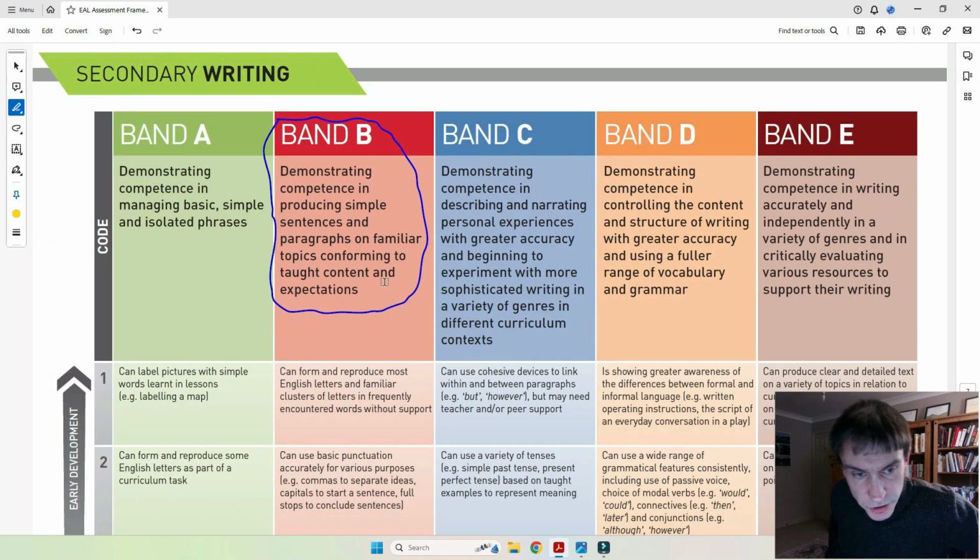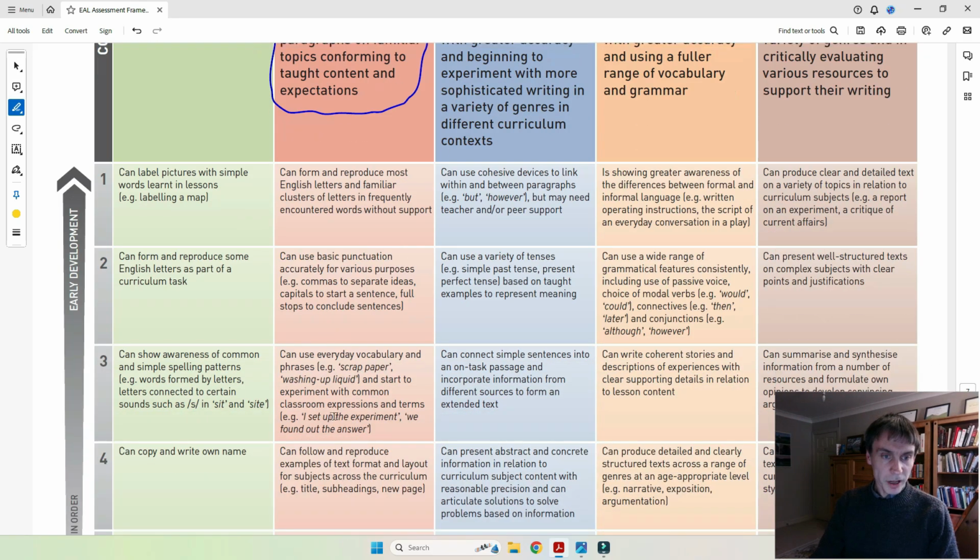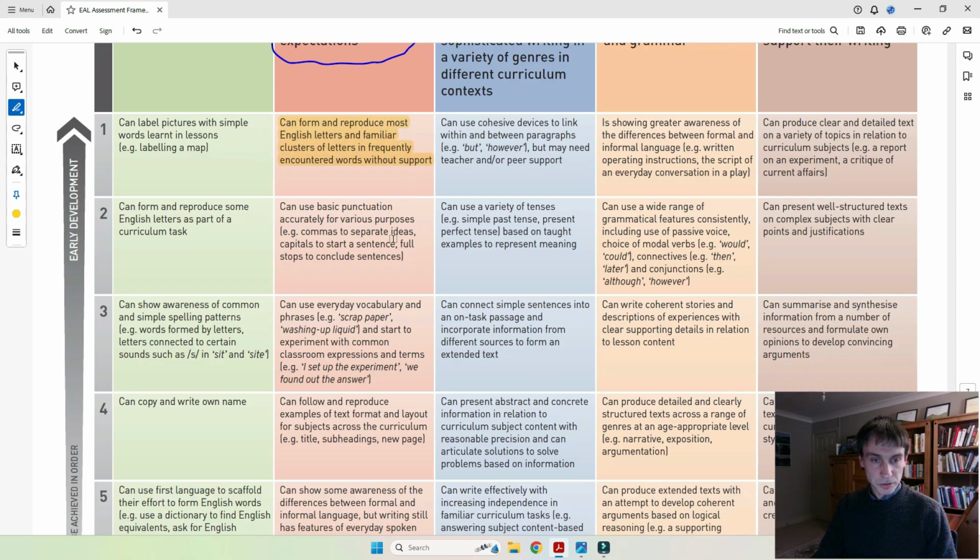Okay, now let's have a look at the individual descriptors to try and establish what the learner can do within band B. So let's start from the top. Can form and reproduce most English letters and familiar clusters of letters in frequently encountered words without support. Very important. But as we can see, obviously that's the case. I don't think we need to be looking again at the text to understand that yes, absolutely the learner can do that. So let's highlight this.